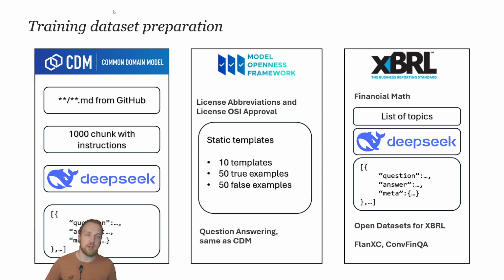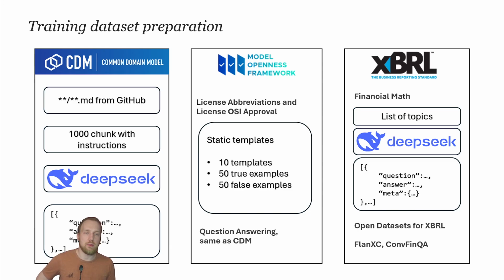For license abbreviations and license approvals, the challenge is these datasets are very small, it's like 50 license approvals, so we created some false examples and a number of templates to play around with. So is it approved, is it not approved? Do you know if this license is approved by so and so? So just different phrasings of the same question, and false and true examples, and the same for abbreviations as well. So they are templated.